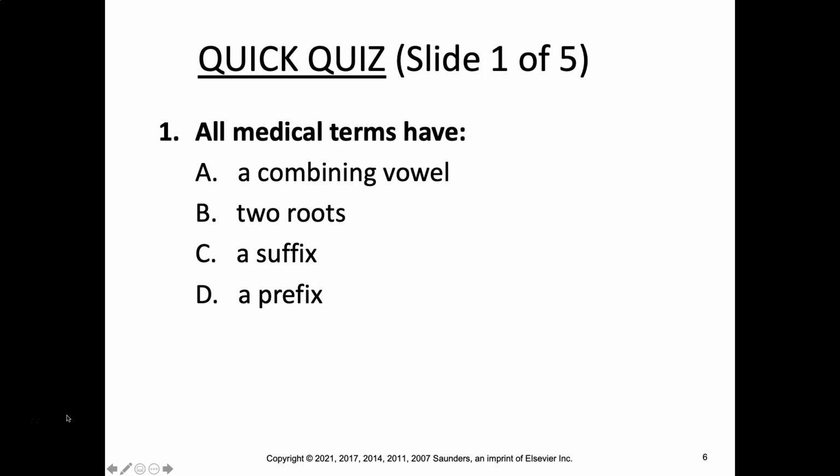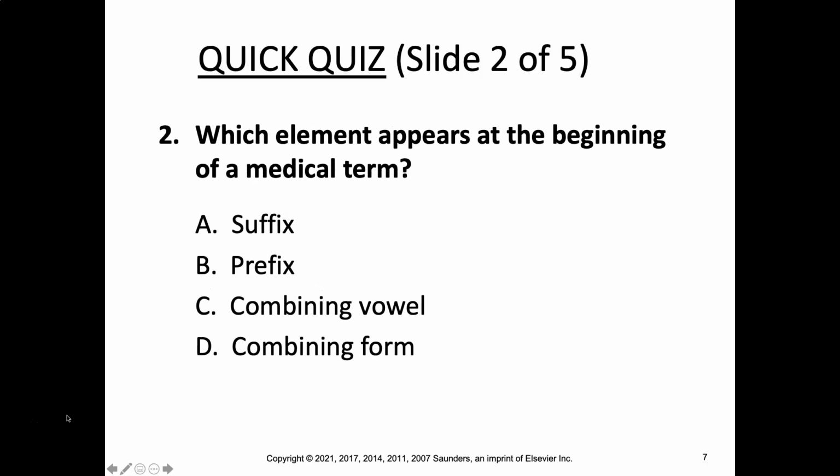All right, so we're going to start off here with a quick pop quiz. All medical terms have a combining vowel, two roots, a suffix, or prefix. As you go through this chapter, and definitely the next one, you will find the answer to that question. So I'm not going to give it to you right at this point, but would encourage you to come back to that.